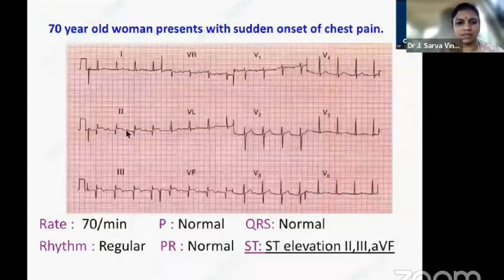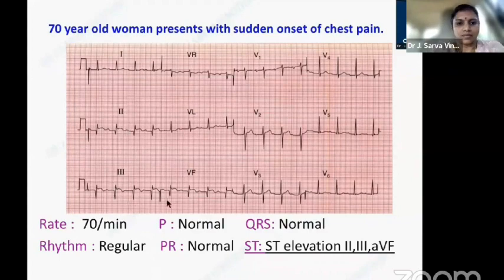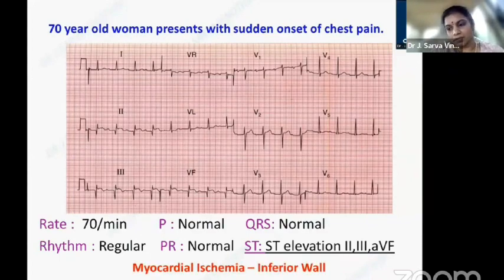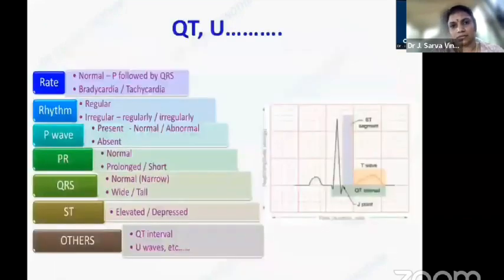We can see an ST elevation here occurring in leads 2, 3 and AVF. So this is an inferior wall myocardial ischemia. This is usually associated with bradycardia. Having seen till the ST, the last part will be to evaluate the QT and the U waves.